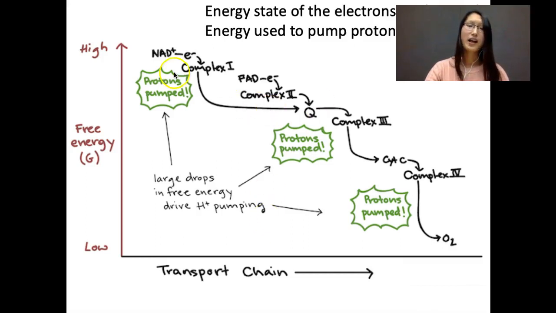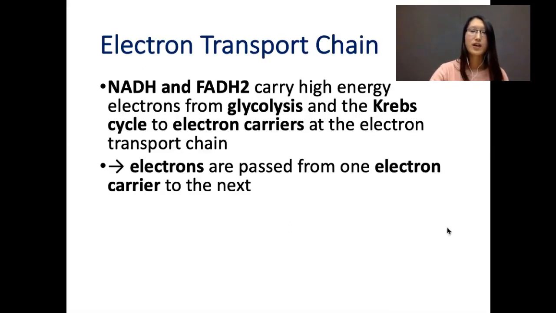This right here shows you as the electrons are moving down the electron transport chain, we're releasing energy, releasing energy, releasing energy, and that energy from the electron is being used to pump hydrogen from the matrix to the intermembrane space. All right, so this is all of the things that I said, but in words.